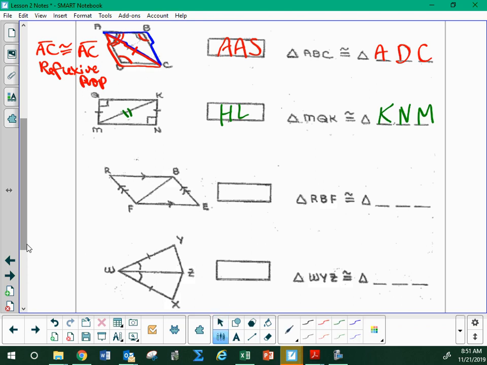Oh, but wait, Mrs. Margaret, we learned parallel lines in Unit 3. We know stuff from there. Why, yes, we do. Let's take a look at this set of parallel lines. Oh, how convenient. We have a transversal here. Would you agree that these are congruent?